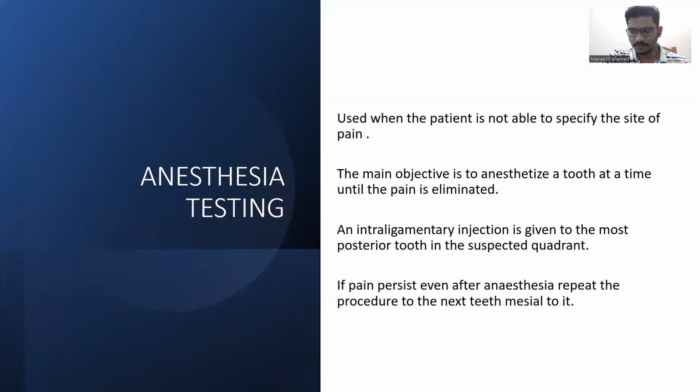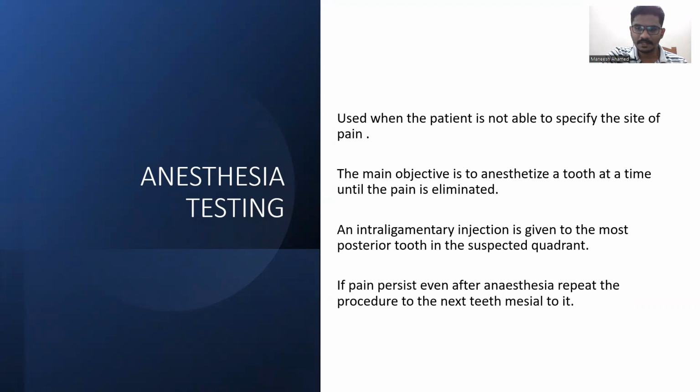Another test which is used not so frequently to assess vitality is the anesthesia testing. If all other tests fail, that is, if the thermal and electrical tests fail, we'll move on to other methods in which we can differentiate the tooth's pulpal status. So anesthesia testing is used when the patient is not able to specify the site of pain. Even after conducting cold test, heat test, and electrical test, if the patient still cannot identify the tooth, we'll use the anesthesia test.